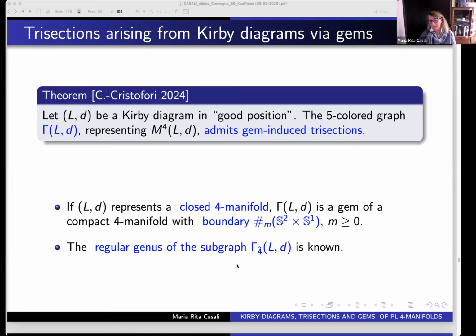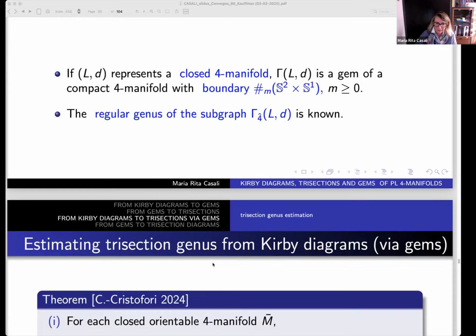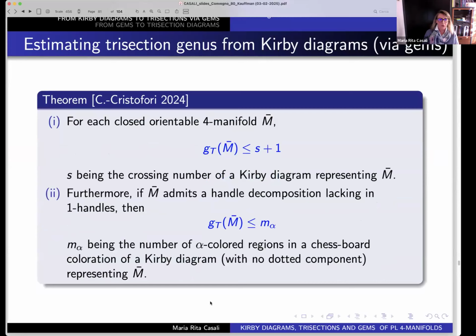And we know both its regular genus and the regular genus of its subgraph without color 4. As a consequence, an estimation of the trisection genus of each closed orientable four manifold is obtained. It involves the crossing number of the Kirby diagram in the general case, while it depends only on the number of alpha-color regions in a chessboard coloration of the diagram if no dotted component appears.